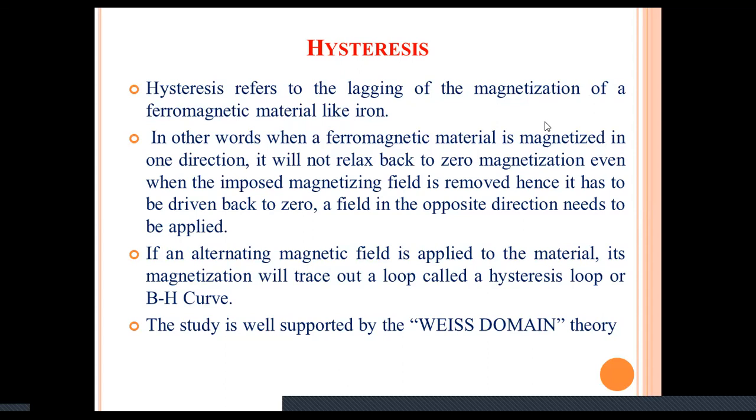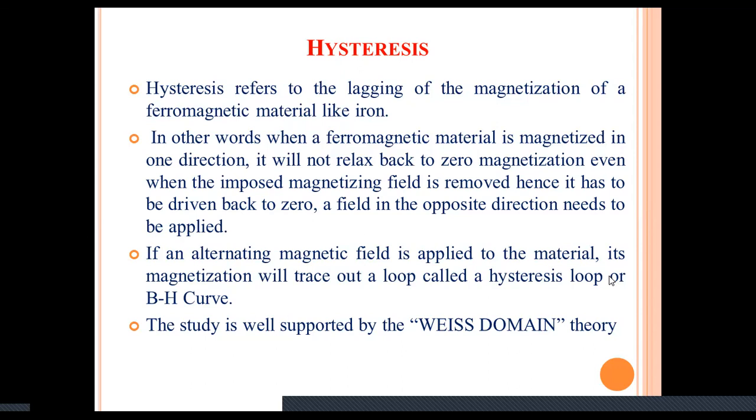In other words, when the magnetic material is magnetized in one direction, it will not return to zero magnetization even when the imposed magnetizing field is removed. Hence, it has to be driven back to zero. A field in the opposite direction needs to be applied. For studying magnetic hysteresis, we will see the BH curve. If an alternating magnetic field is applied to the material, its magnetization will trace out a loop called the hysteresis loop. This study is well supported by the domain theory.